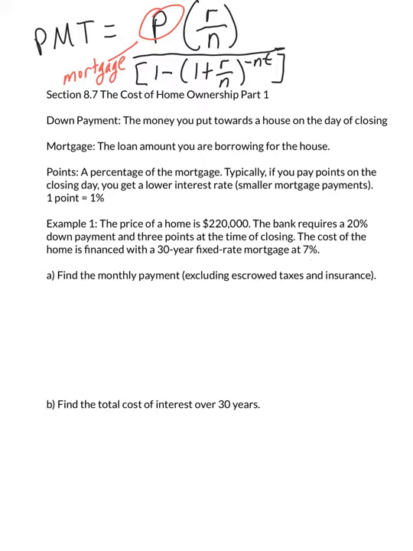So keeping that in mind, they did not give us the mortgage. They gave us the selling price of the house is $220,000. So step 1, we need to figure out how much we're going to borrow for the rest of the house, because it says we need to put down a down payment of 20%. So let's go ahead and calculate the down payment.